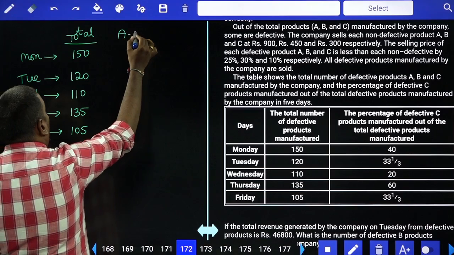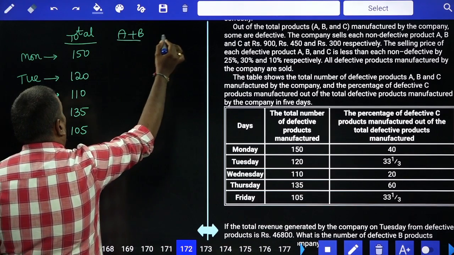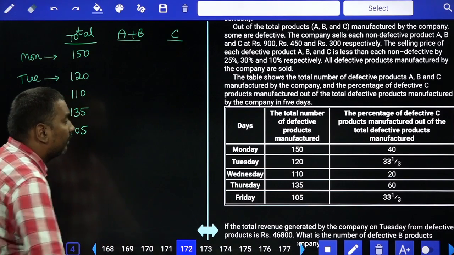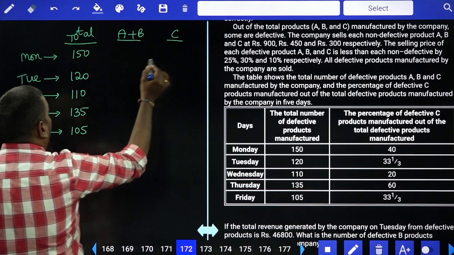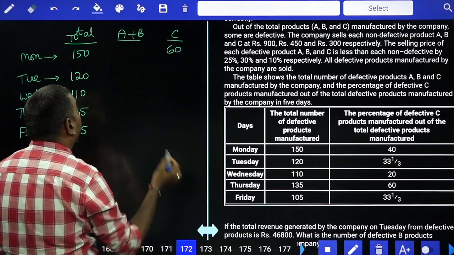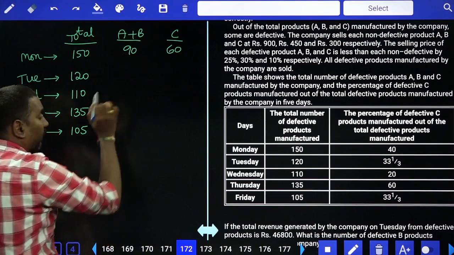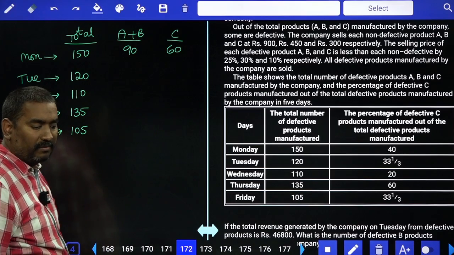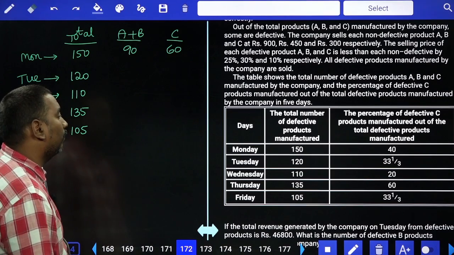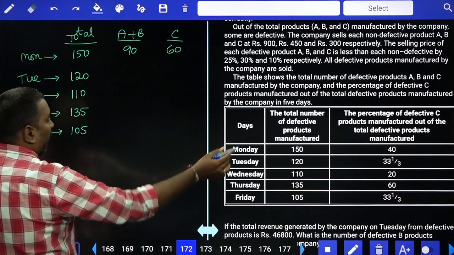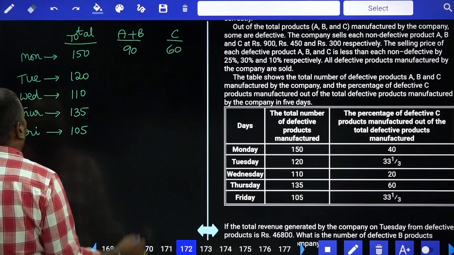In that, percentage of C products, how much? 40% of 150 is 60, these are C type. The remaining 90 products belong to both A and B, but we don't know A alone how much, B alone how much. 33 1/3% means 1/3.